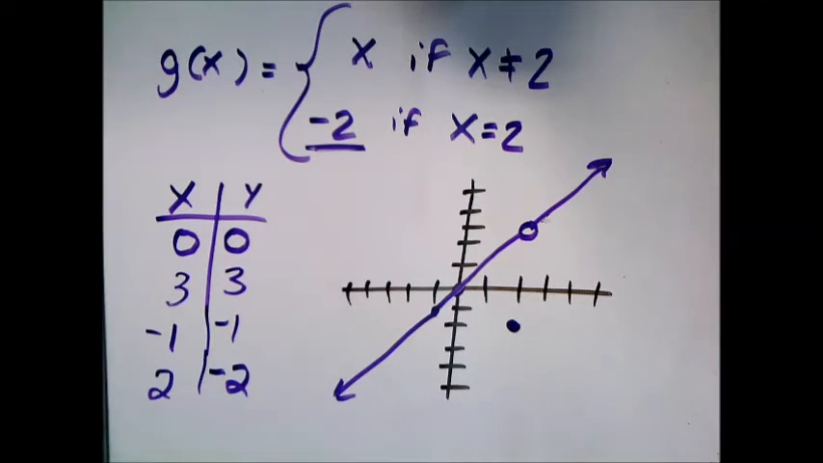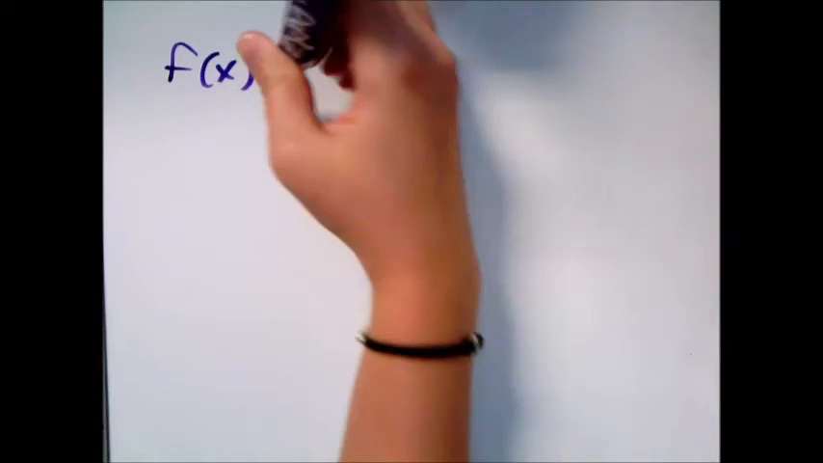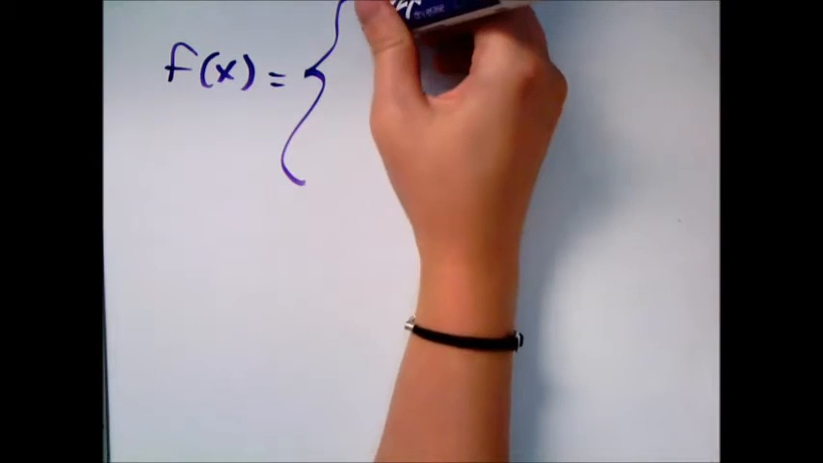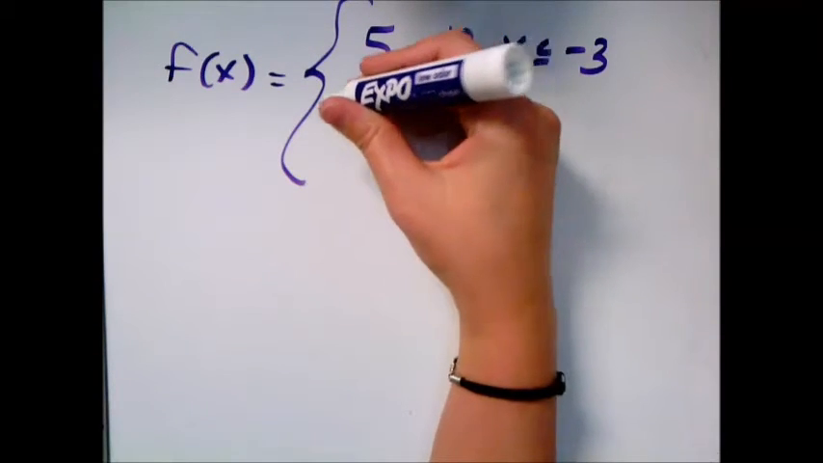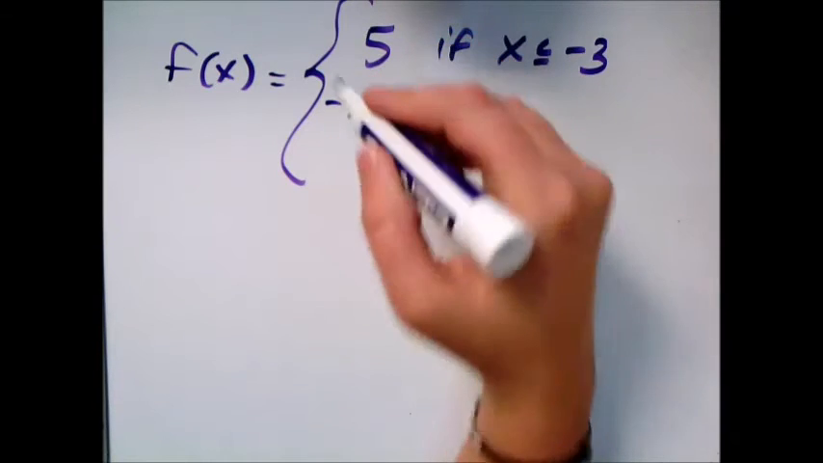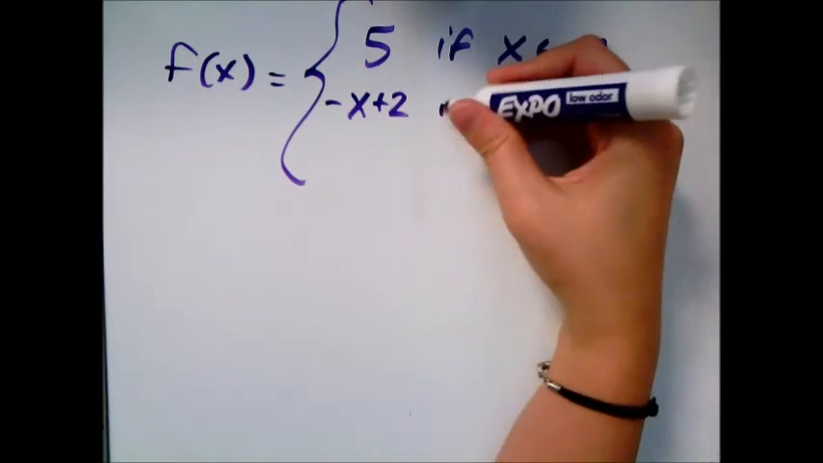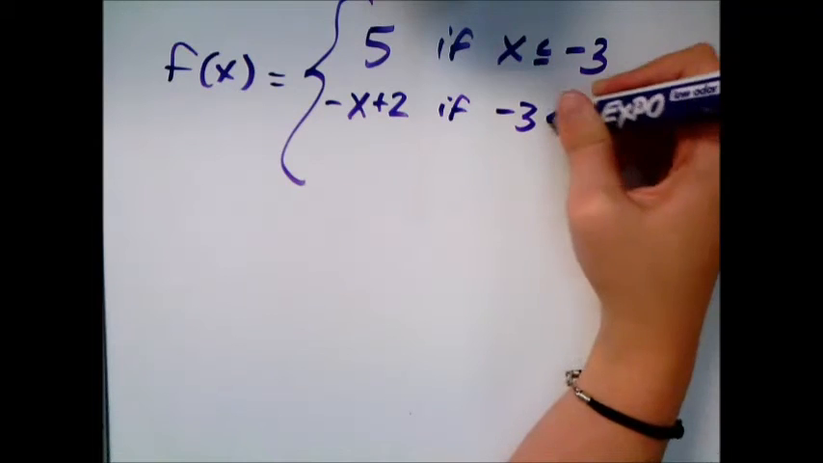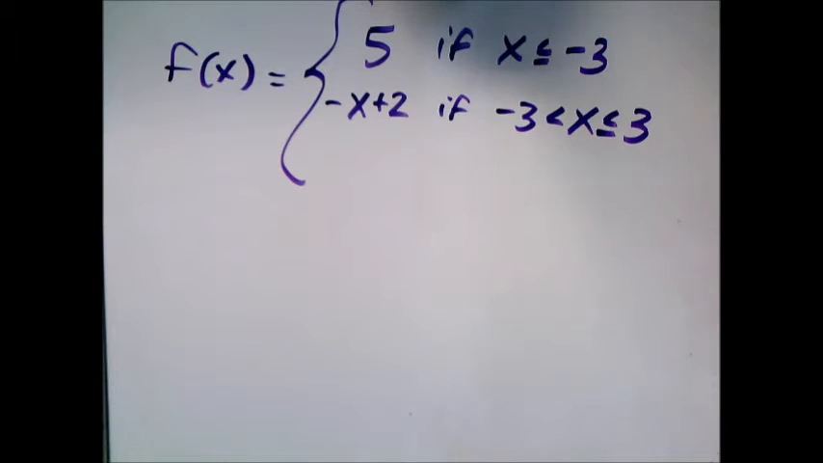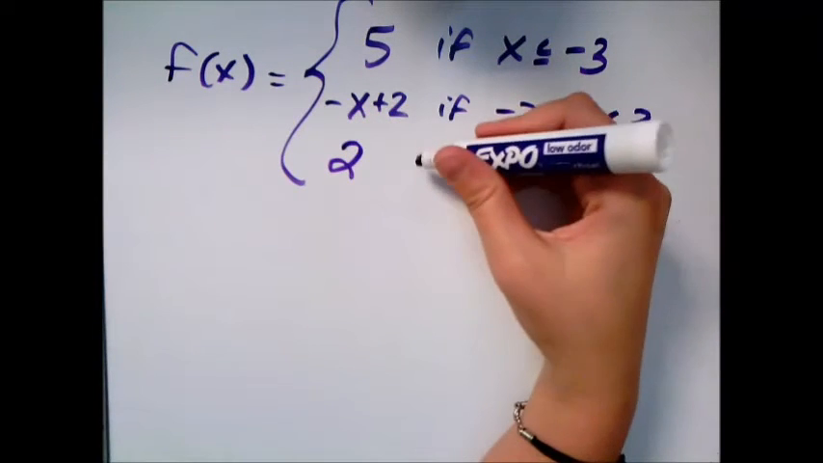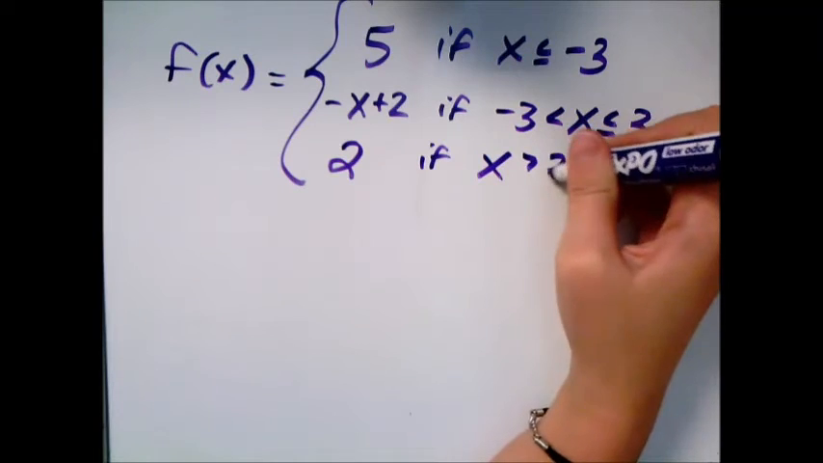All right, so let's try another one that has some greater than, less than to it. So we'll say this one is f of x equals 5, if we're putting in numbers that are less than or equal to negative 3. It equals this line equation, right, because mx plus b, slope of negative 1, y-intercept of 2. But that's only if we put in numbers between negative 3 and 3, not including negative 3, but including 3. And then 2, if we put in anything bigger than 3.